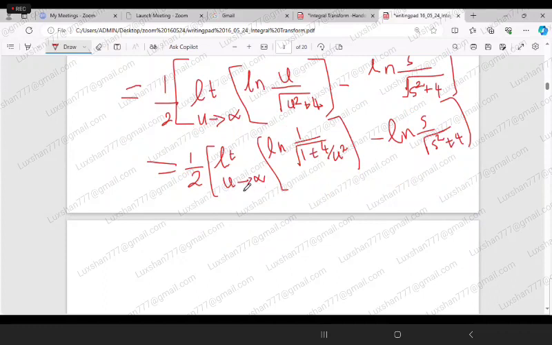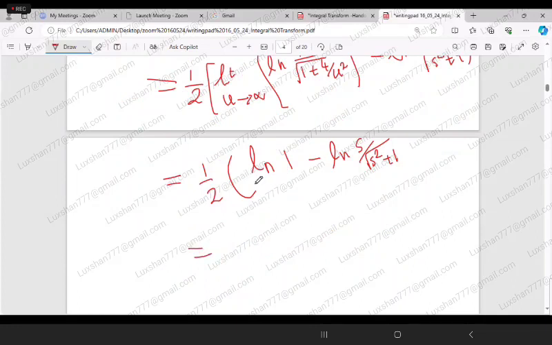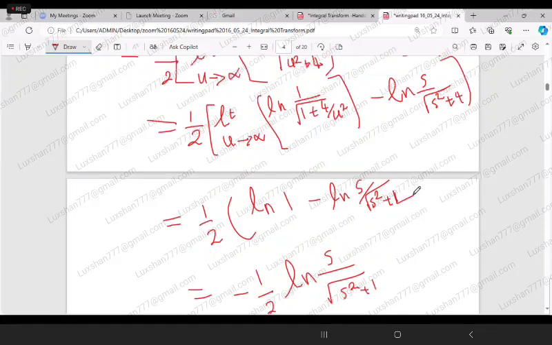So when u tends to infinity, what is the answer of this one? This is half into ln 1 minus ln s over square root of s square plus 4. Okay, so ln 1 is what? It is 0, no? So we get minus half times ln s over square root of s square plus 4. I'm sorry, it should be 4.